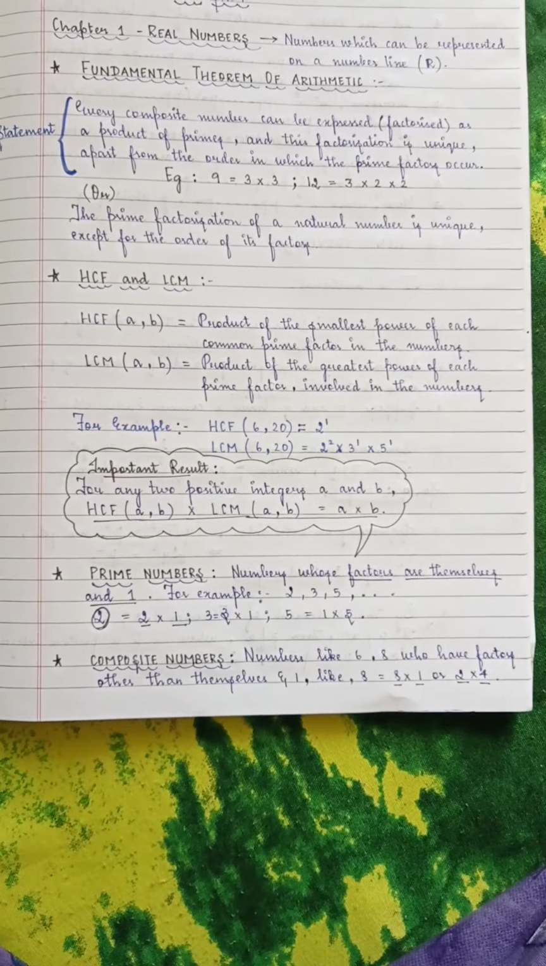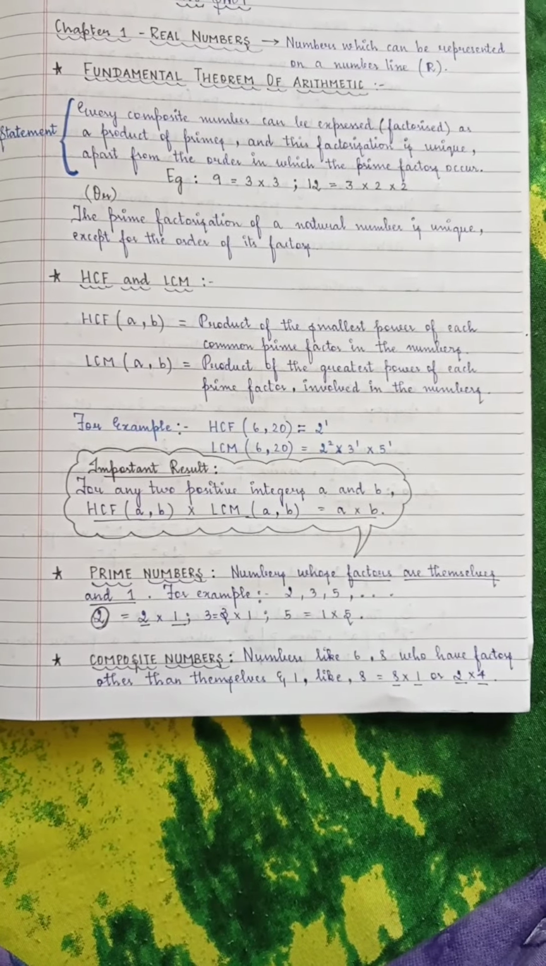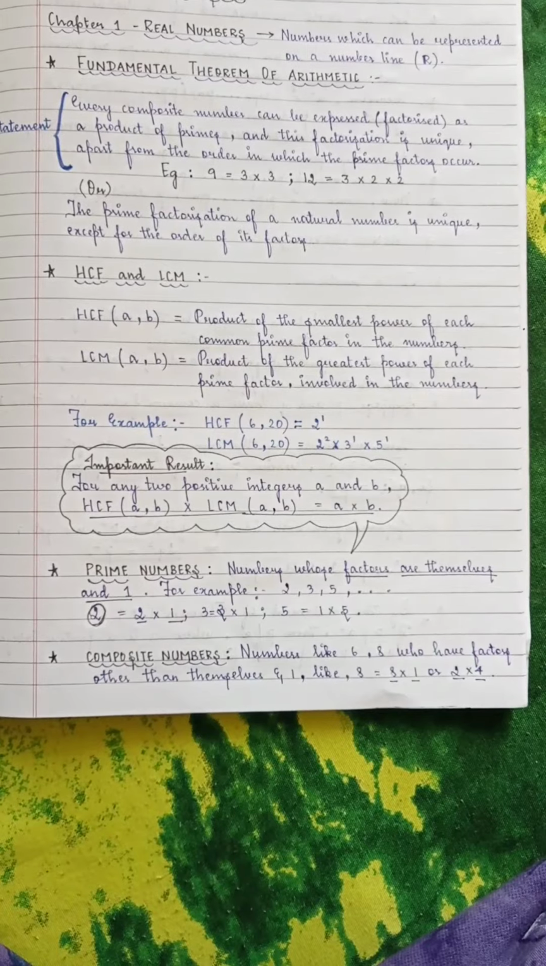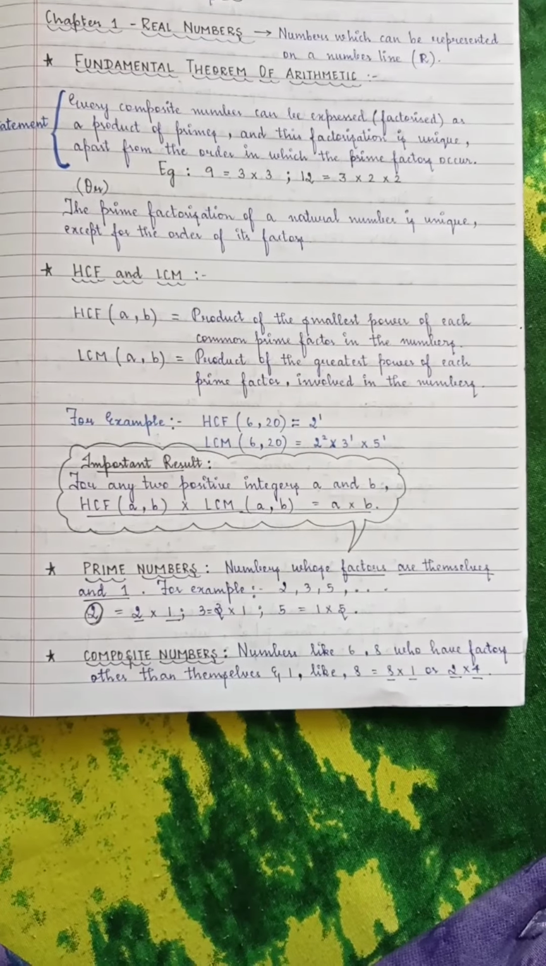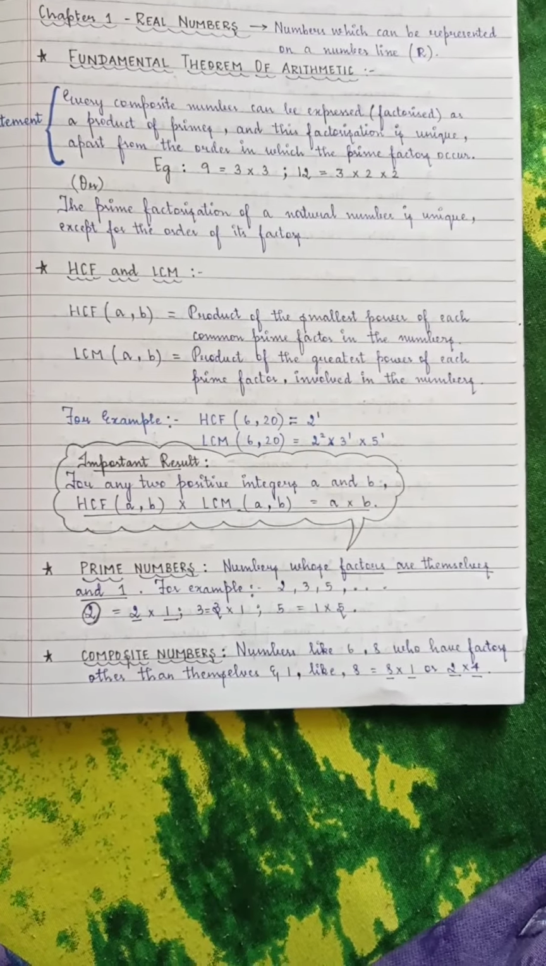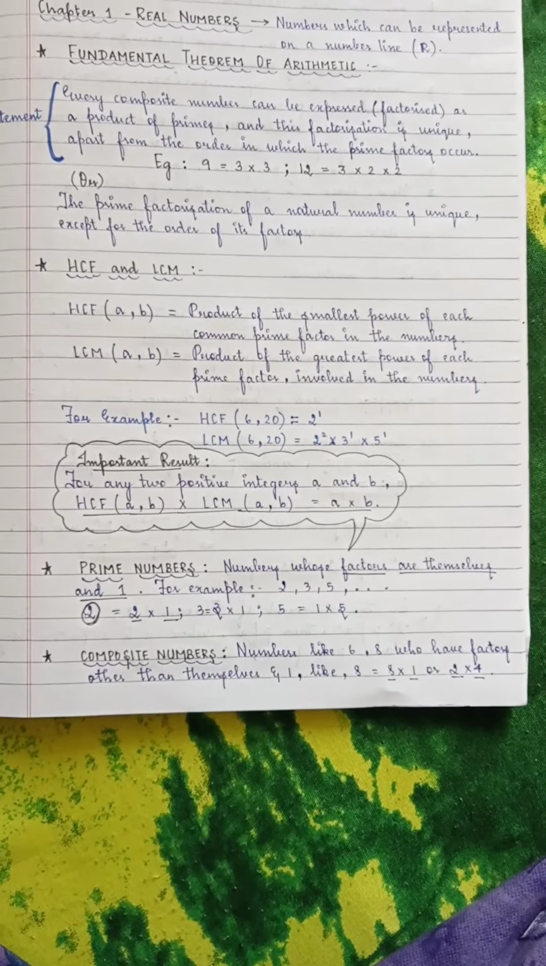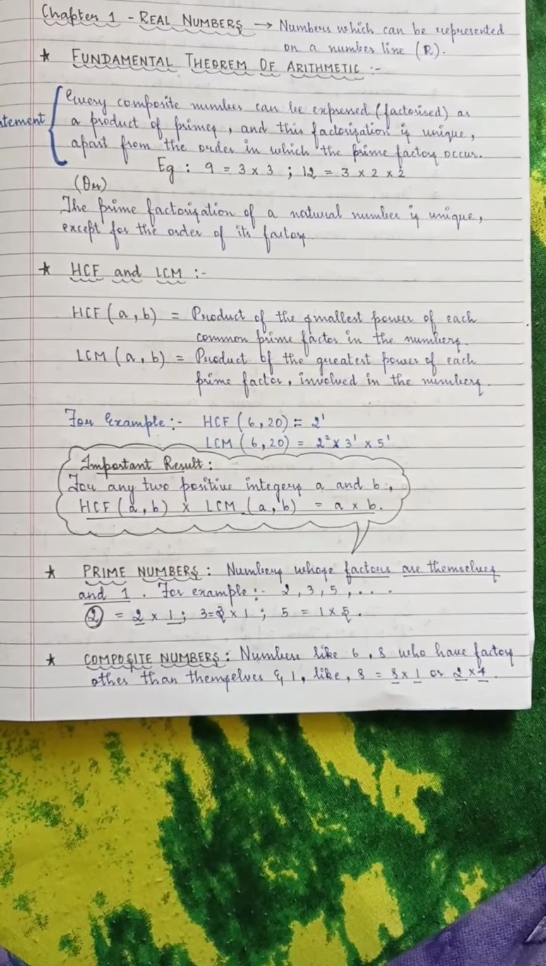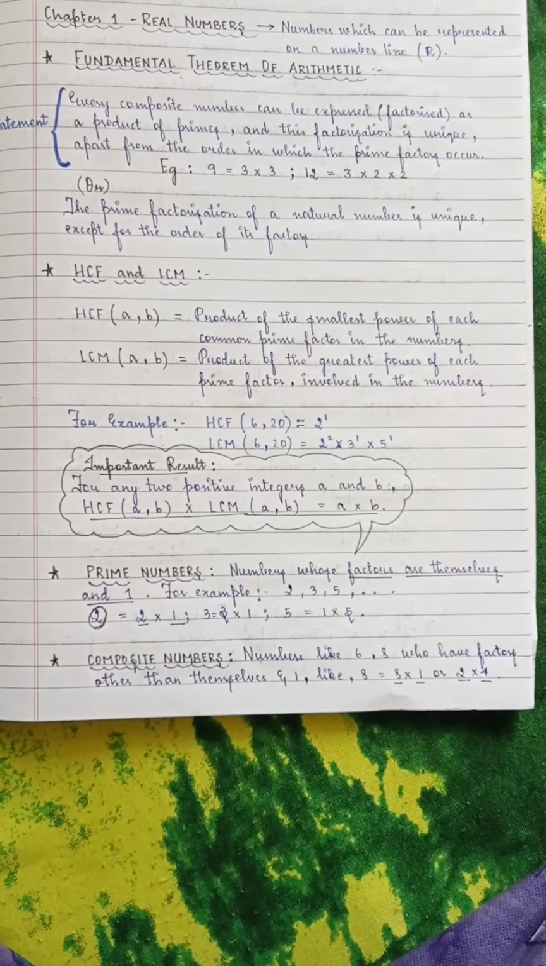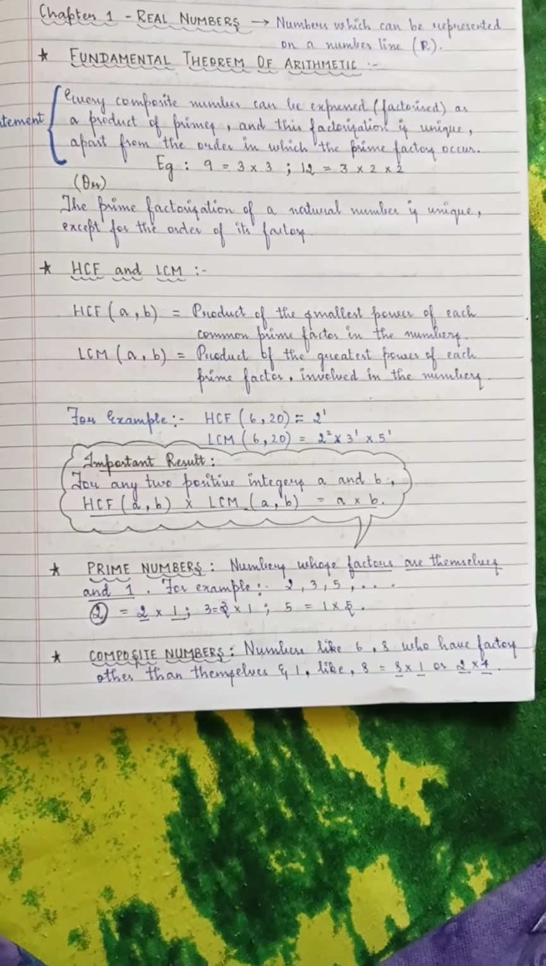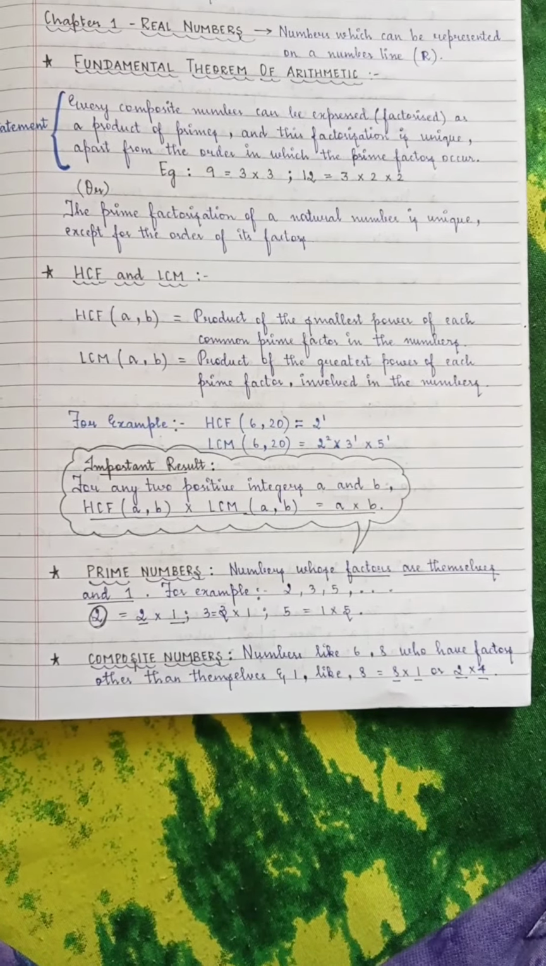Class 10, Chapter 1, Real Numbers. Numbers which can be represented on a number line are called real numbers and are represented by capital R. First concept in this chapter is the fundamental theorem of arithmetic.